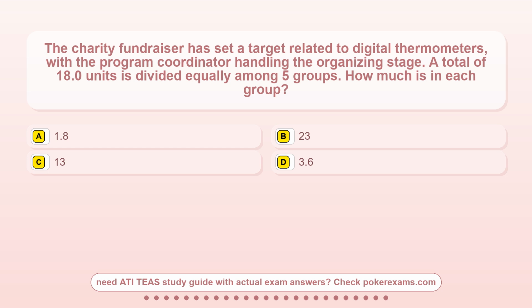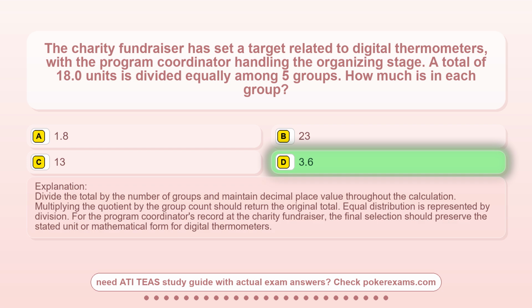A total of 18.0 units is divided equally among 5 groups. How much is in each group? Option A, 1.8. Option B, 23. Option C, 13. Option D, 3.6. The correct answer is option D, 3.6.